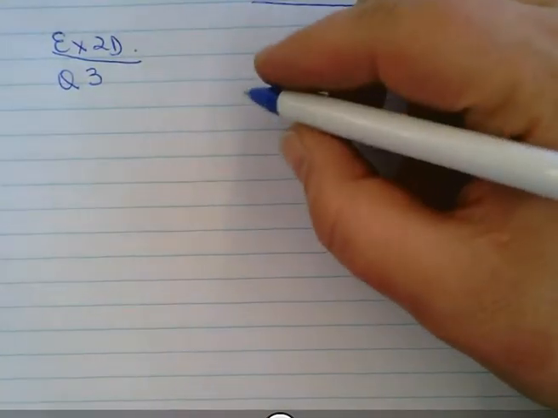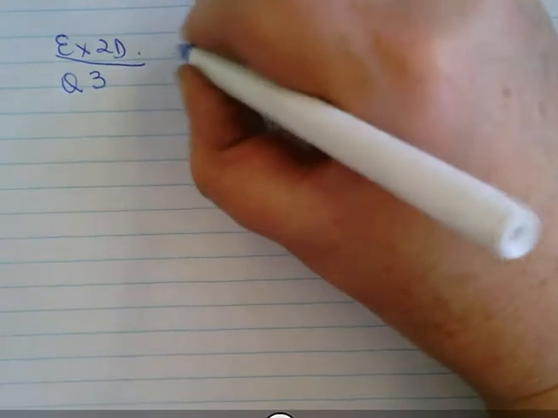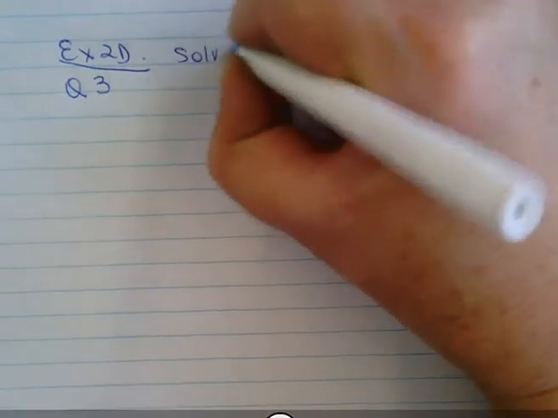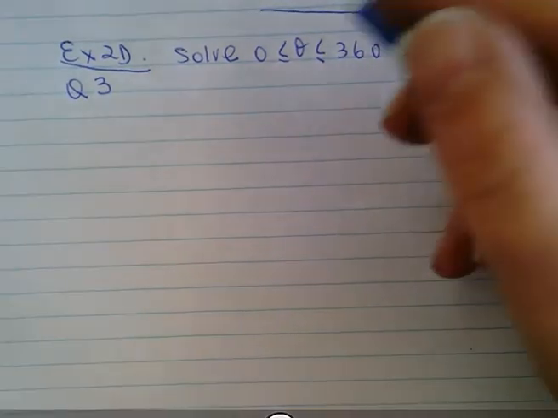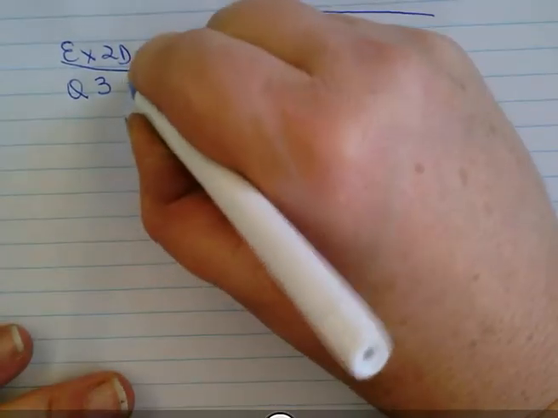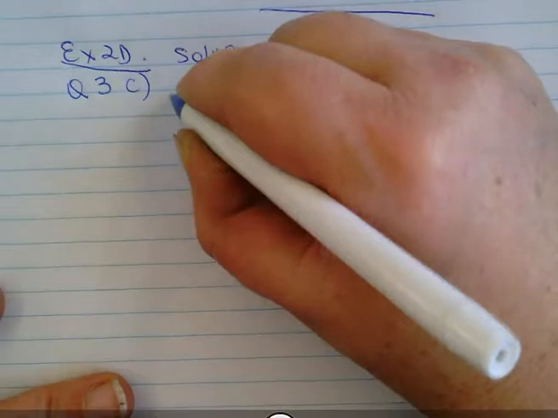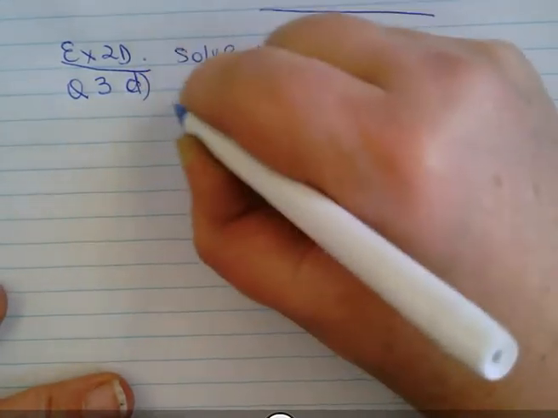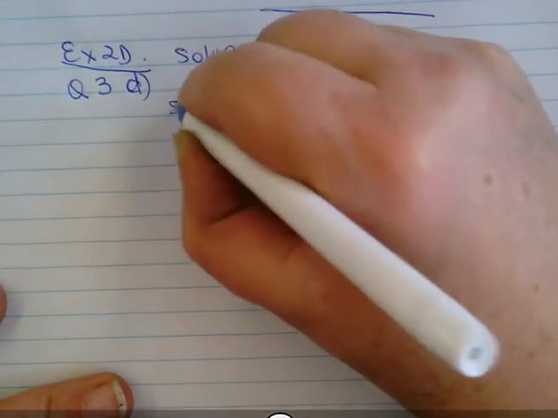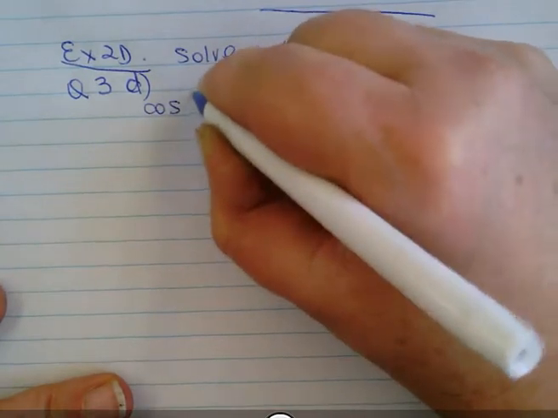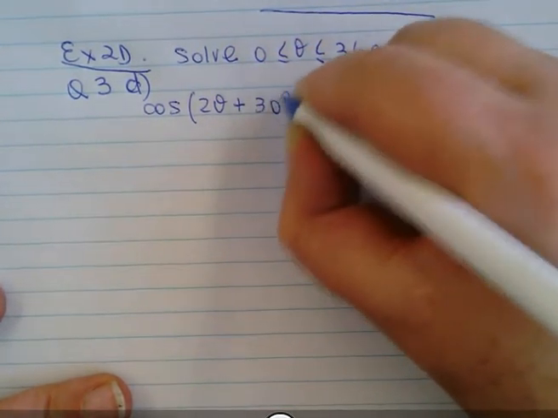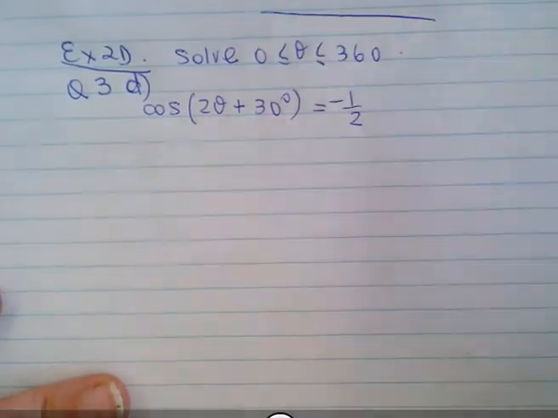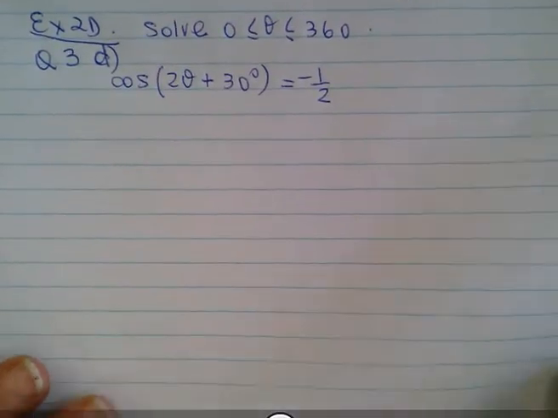More examples of trig equations. Just looking at question 3, where we have to solve. We're solving from 0 through to 360. And I'm going to give you something like question 3D, where you have to solve cos of 2 theta plus 30 degrees equals negative a half. Now, you haven't seen anything like this yet.